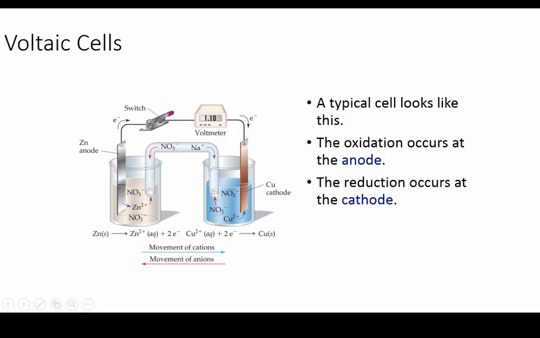You can see here we have one beaker with one electrode, our other beaker with another electrode. We have a salt bridge in here. We have a voltmeter, which is going to be measuring that electric current that we're producing. This particular one shows a switch. You don't always see a switch in there, but the switch is to show that we can either turn it on or turn it off. But the electrons always flow from anode to cathode, and we always have reduction at the cathode.